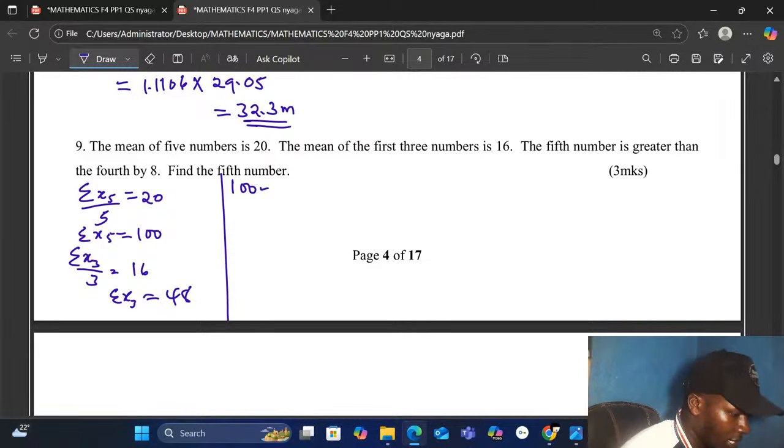So we take 100 minus 40. That is now 48, and we get 50, 52.